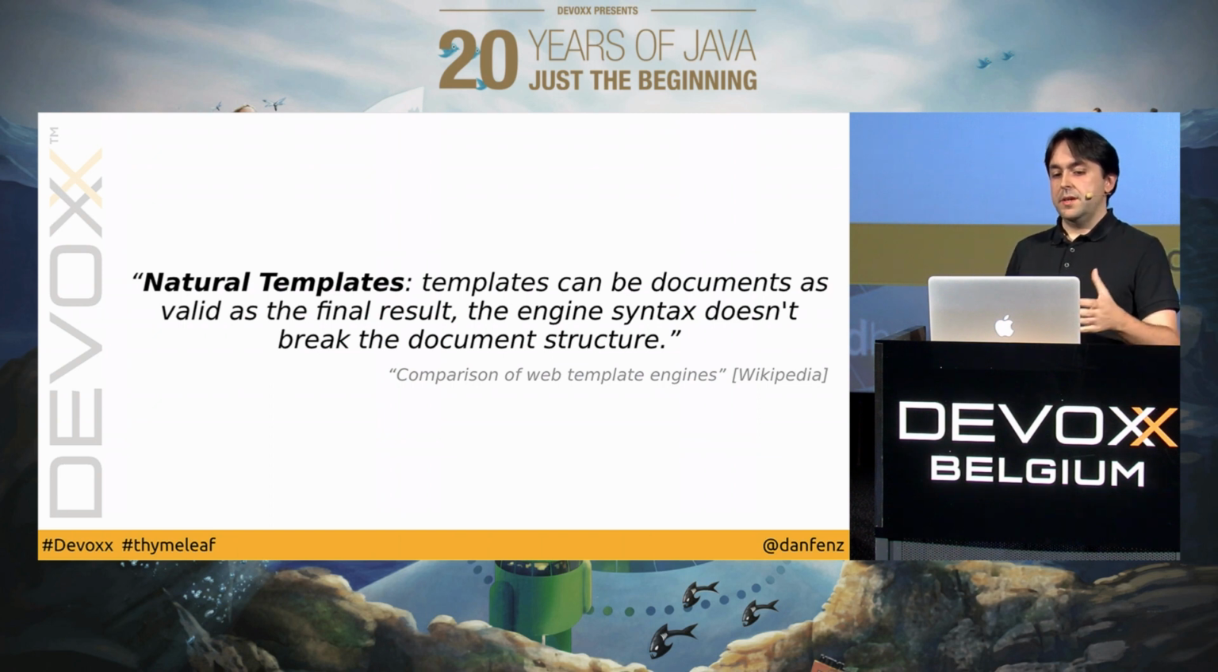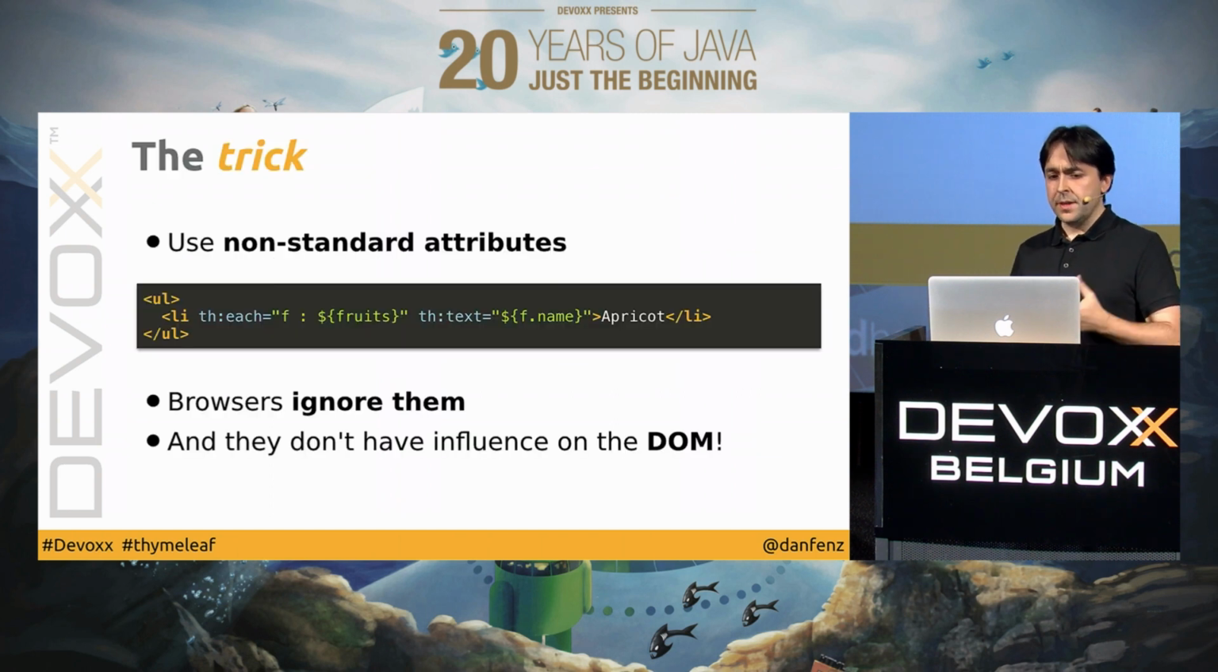But the question is, if we want to do natural templates, how are we going to apply those natural templates to HTML code? And the trick is using non-standard attributes.